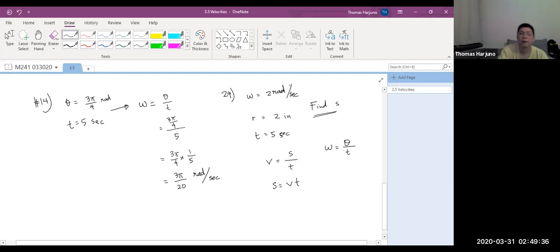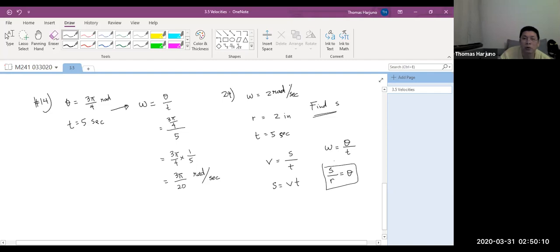Now, what I try to connect is the following. I want you to realize that S over r equals theta. Now, I will put these formulas together.